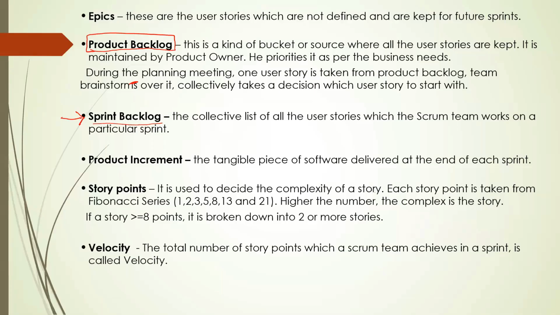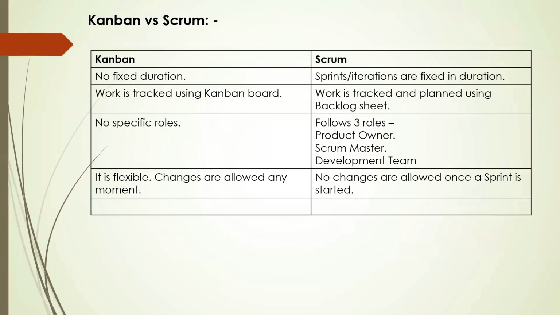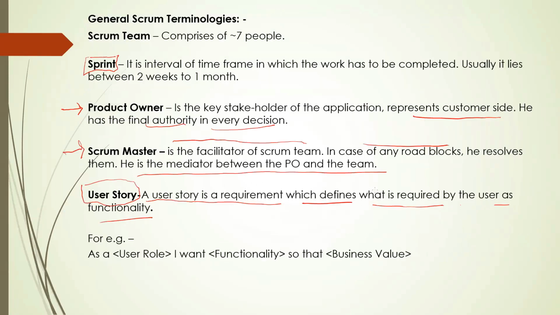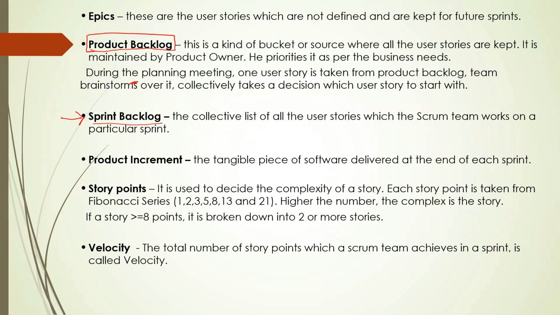This was all about the epics, product backlogs, sprint backlogs, product increments, sprint, scrum master, user story, product owner, and story points. Everything we discussed, whatever terminology and terms we have inside scrum, we have already discussed. Now, till this point, do you have any questions, guys?